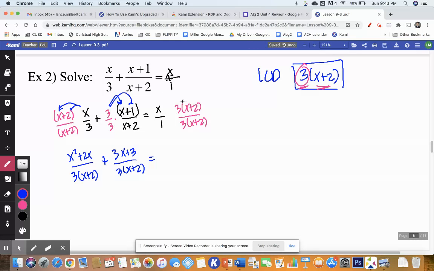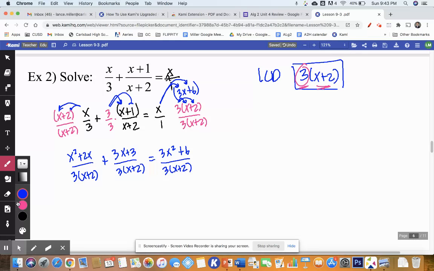There's a couple ways you can do this, but you multiply 3 things together. You're just going to take 2 of them and multiply them, and then multiply by the third. So I'm going to start with the 3 times x plus 2, and I get 3x plus 6. And now I'm going to take that and multiply it by x, okay? So I get 3x squared plus 6x over 3 times x plus 2.